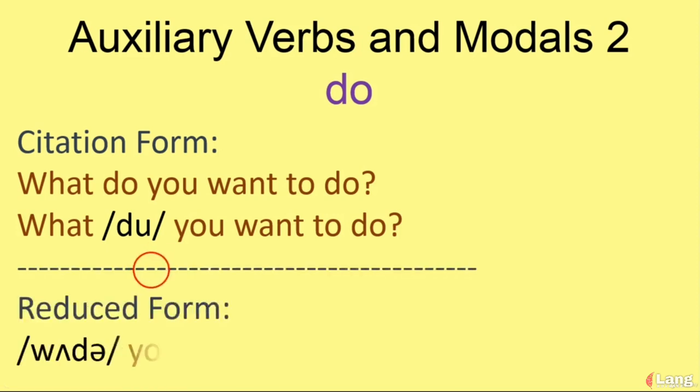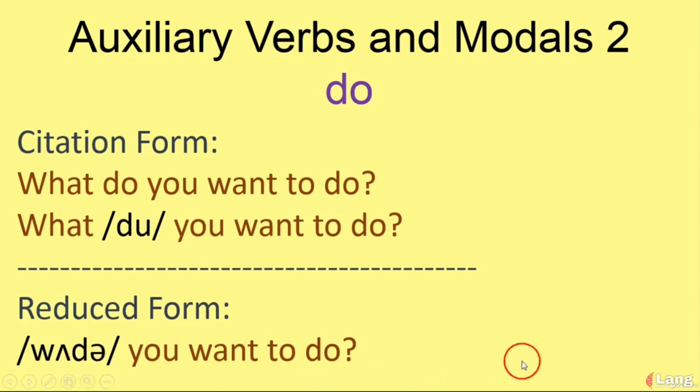However, in reduced form, do becomes D, written with the schwa, D. And when combined with what, we change the T sound of T and we change it to the D sound, D. Whata, whata. What do you want to do?